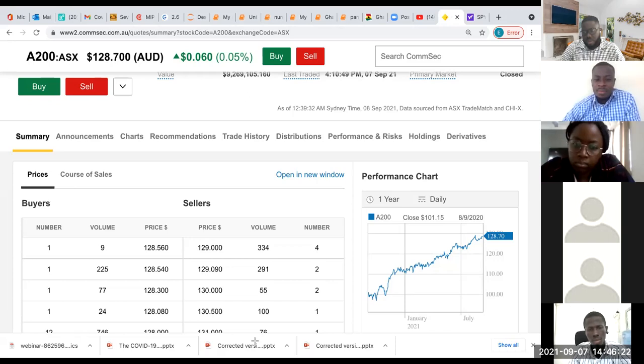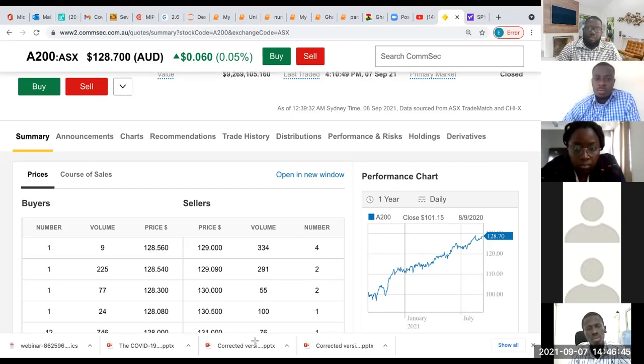Again, remember that the performance of the stock market depends on the performance of the economy. So if the economy is not doing well, even if you are a star manager, your performance is in a way tied to the performance of the general economy. Okay, so there are numerous reasons why sometimes funds in Ghana don't do well.